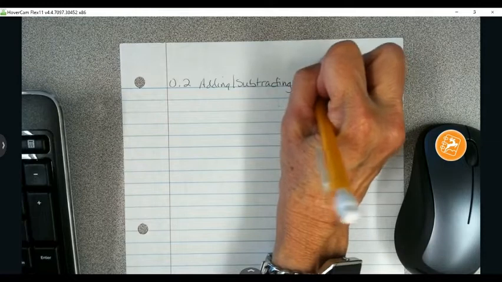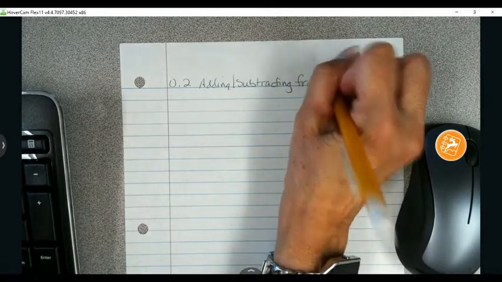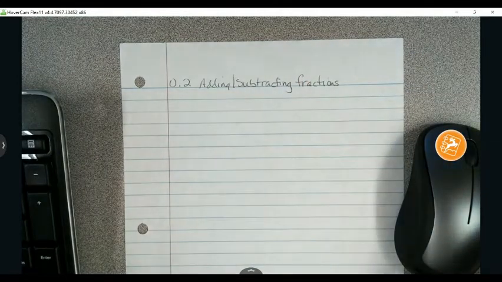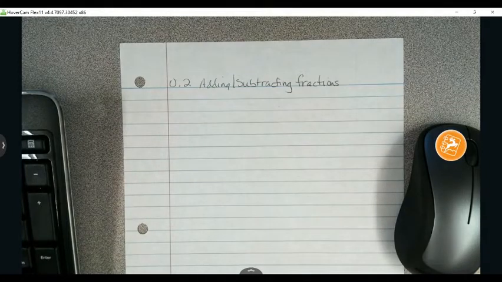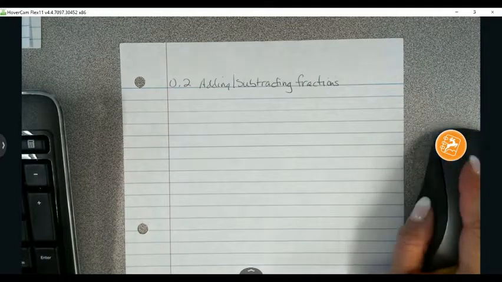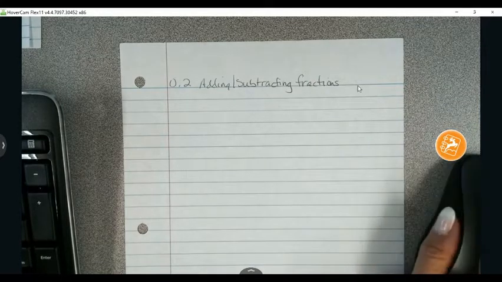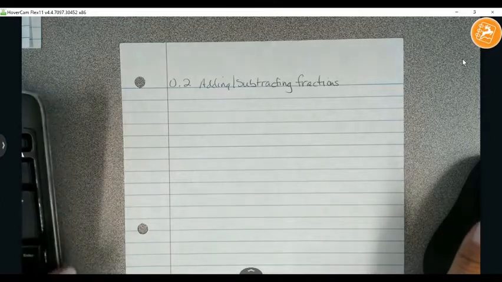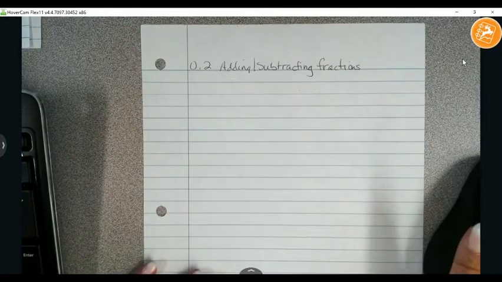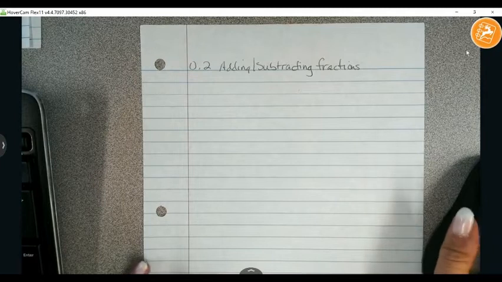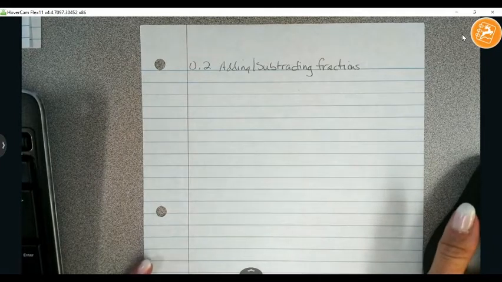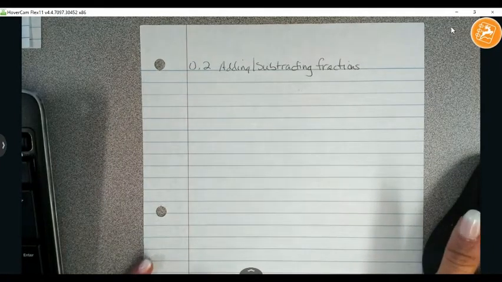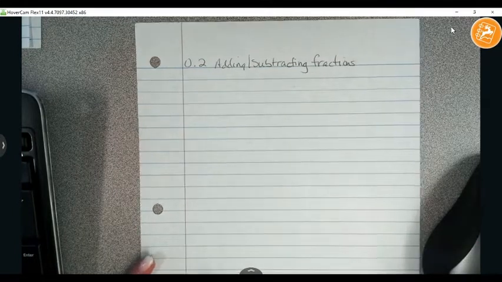So this should be somewhat familiar to you because you have done this in elementary school, but there are a lot of things about adding and subtracting fractions that can be tricky. There's a lot of parts and pieces to go together. So if you're not sure, you might need some extra practice. You might need to check with the teacher. You might need to do some practice at home. So we're going to go over the very basics of adding and subtracting fractions today.